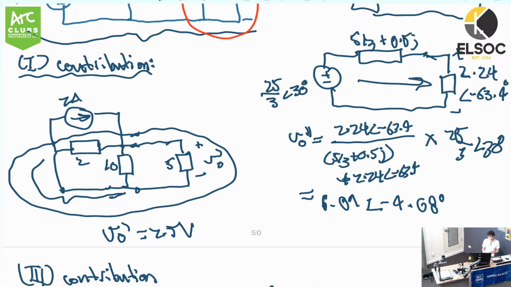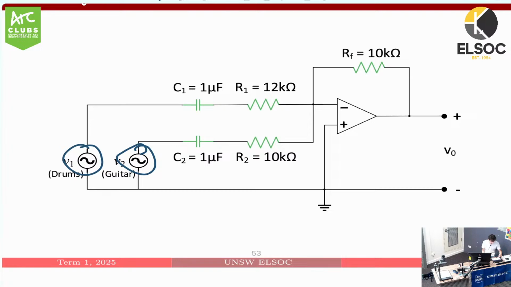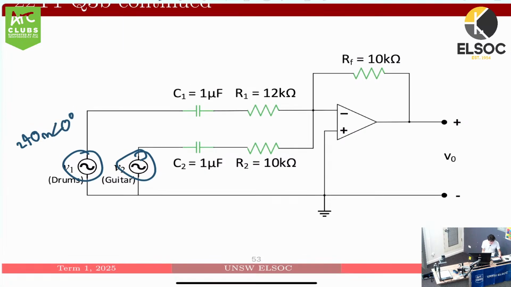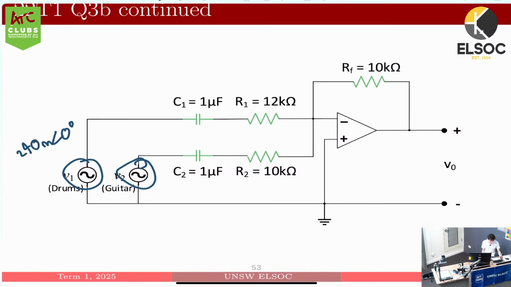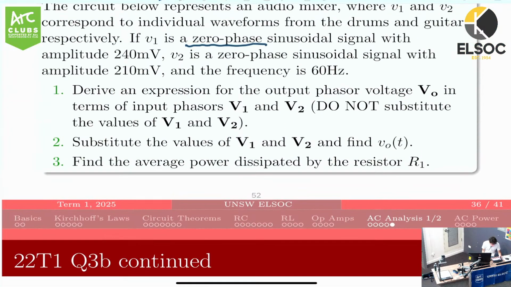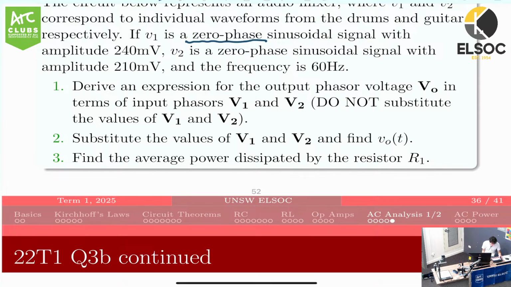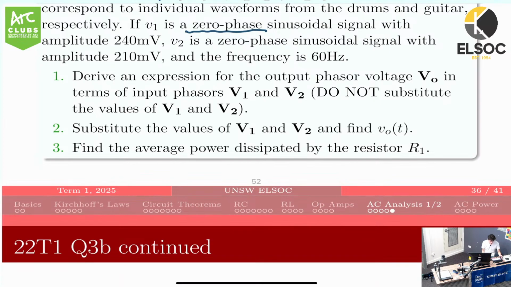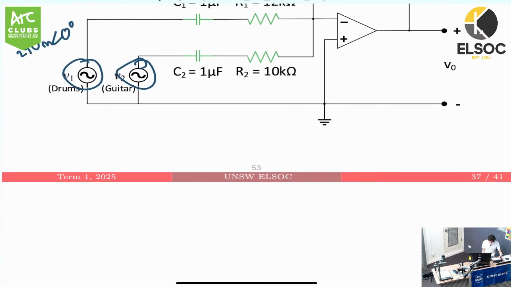Just some general advice for the final. When you're working with AC, just put everything into your calculator. Volts. So this is 240 milli, and then if we just represent it as a phasor, we know that the angle is 0. And then for V2, we know that it's also 0 phase, and the magnitude is 210. So this is going to be 210 milli, angle 0.